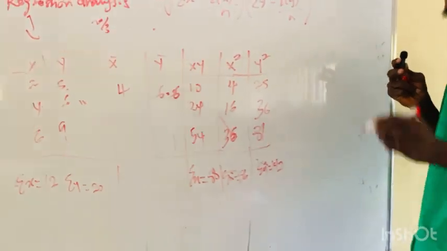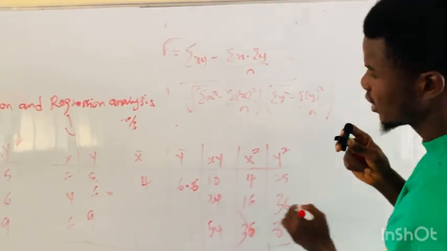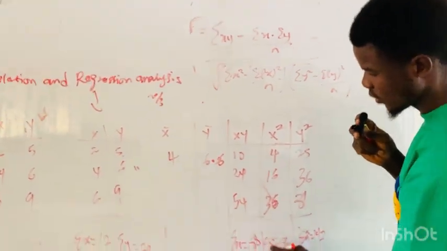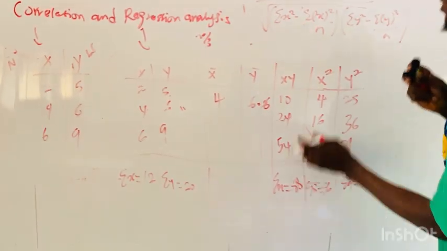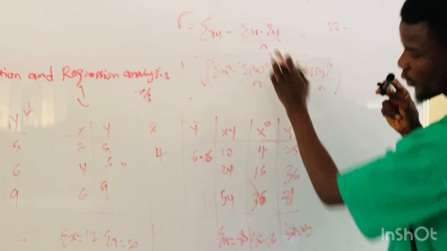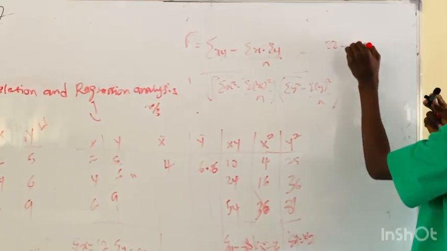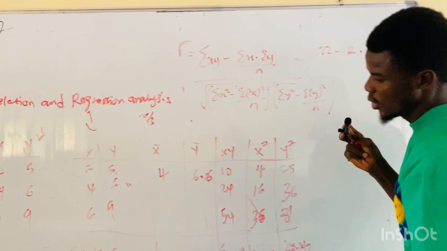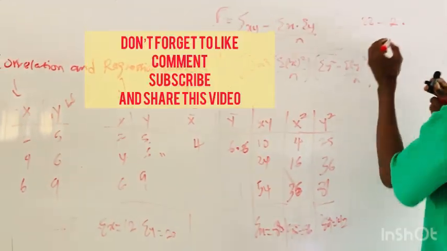Is it correct? 142. So let's go. So now let's go inside the formula here. Summation of what? Of xy. Where's our summation of xy? Summation of xy is equal to 88. It's going to be 88 minus, what is summation of x? Summation of x is 12. 12 dot. What's our summation for y? Summation for y is 20.